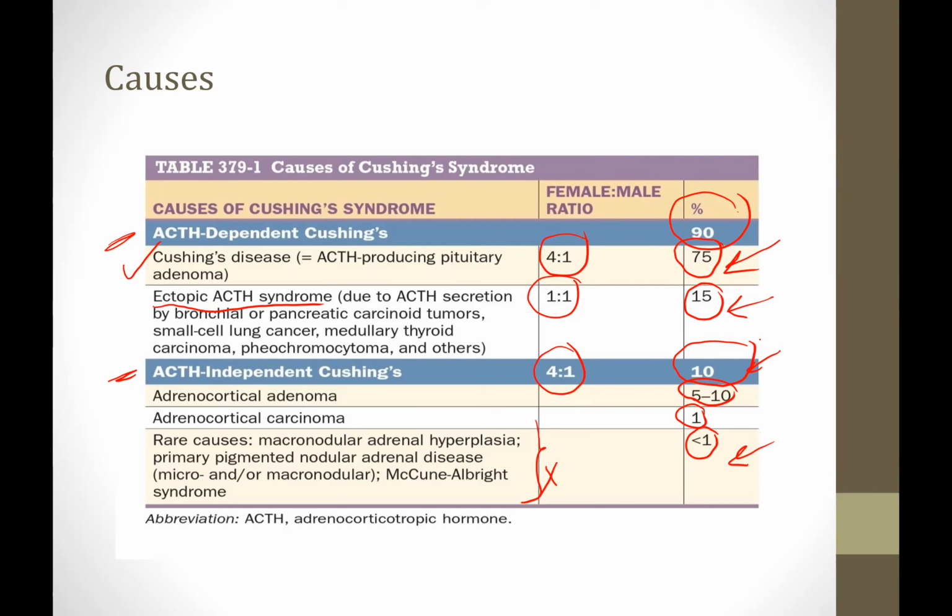Here I have got two types of Cushing's. One is ACTH dependent, which is secondary to excess ACTH from above. It can be from the pituitary, in which case it is called Cushing's disease. It could be from ectopic sources, as listed here. The pituitary origin is the commonest. 75% of them belong to that. 15% belong to ectopic ACTH. Total 90%. What about the 10%? These remaining 10% are primarily from the adrenal gland, where a benign adenoma is the most common cause. Carcinoma, only 1%. Other rarer causes, less than 1%. Okay?